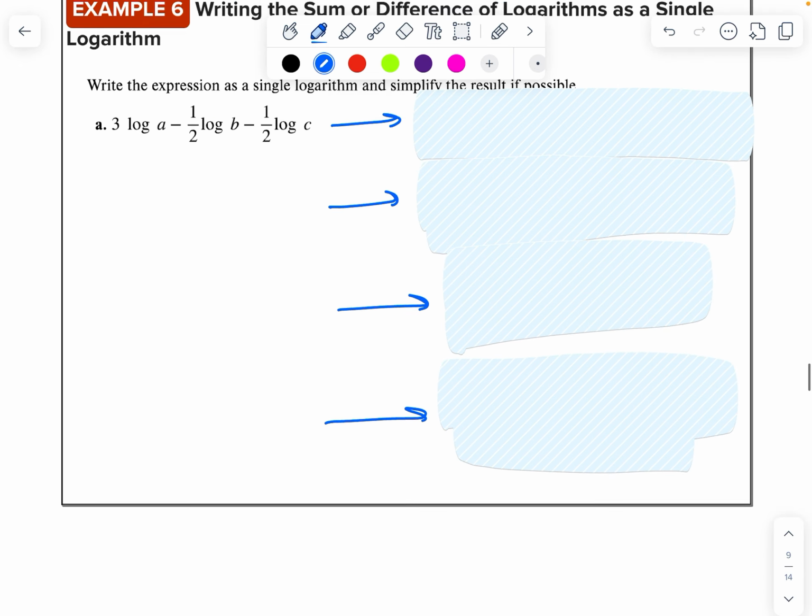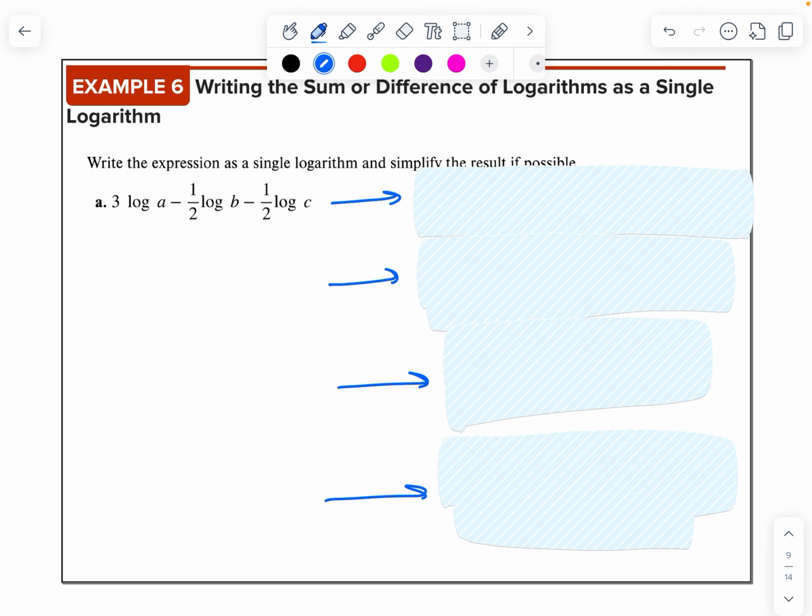Let's try this one. I'll give you a second. So the first thing we can do is move those exponents up. The next thing we can do is use our quotient rule.